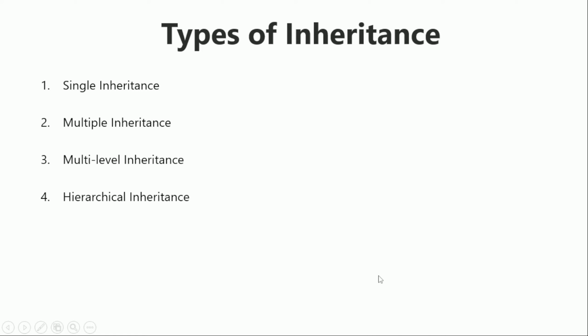Now let us move to types of inheritance. We have four types of inheritance: single inheritance, multiple inheritance, multi-level inheritance, and hierarchical inheritance. Let us go one by one. Now let us move to single inheritance.